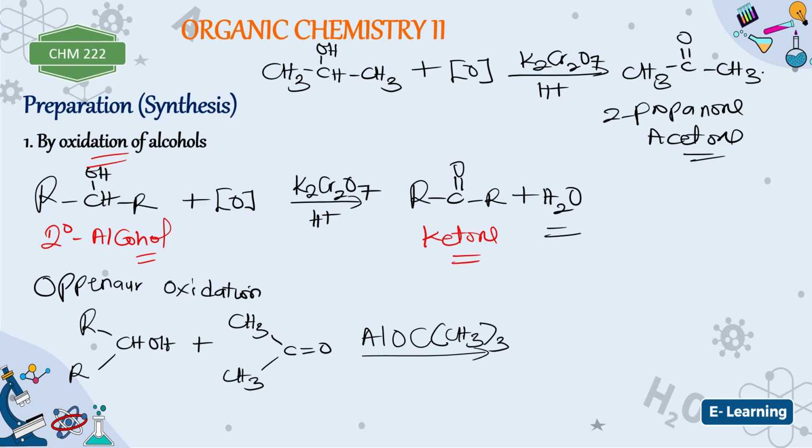Now when this occurs, what will happen is this group here will be oxidized. It's more like an oxidation-reduction reaction. Take note of this group here, this is the secondary alcohol before, while this is a ketone. This secondary alcohol will be oxidized to ketone, while this ketone here will be reduced to alcohol. Is that okay?